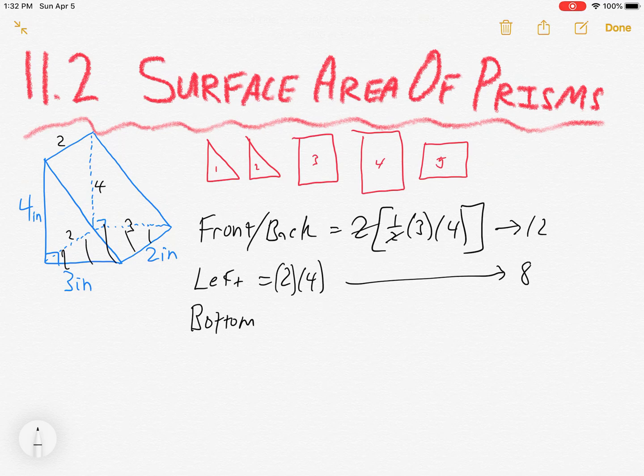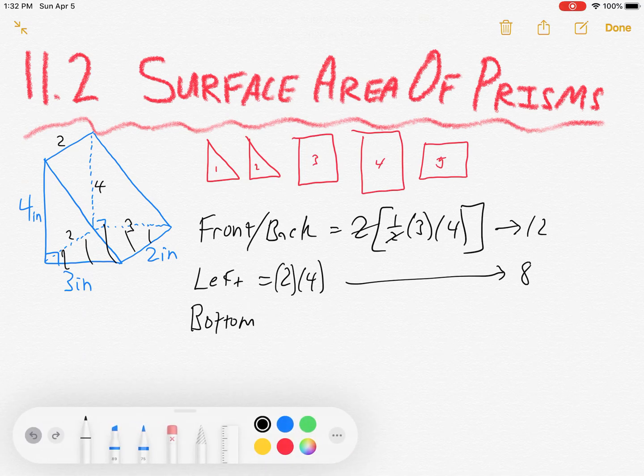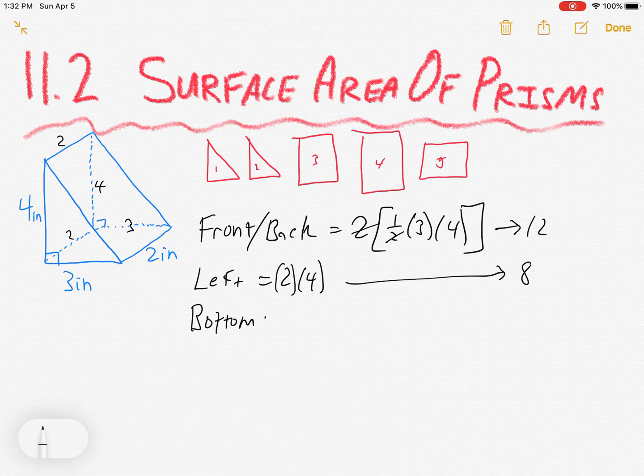Okay, the bottom one next. The bottom one, now I've labeled it all. You can tell, see that one? It's 2 times 3, the bottom. Okay, so 2 times 3, that's 6.